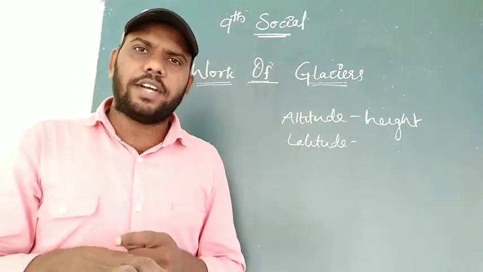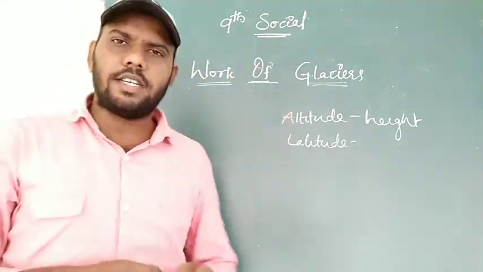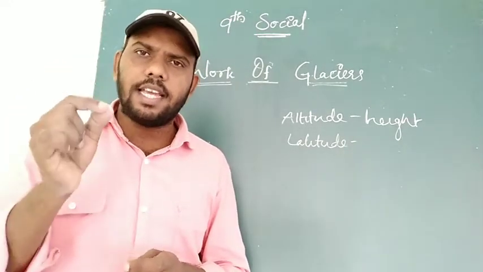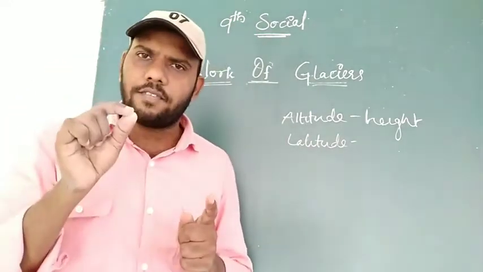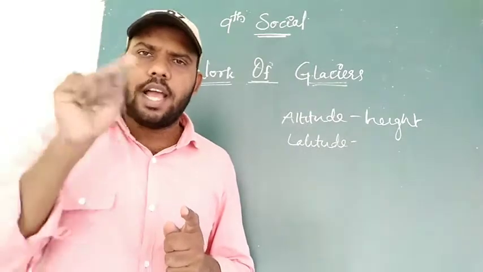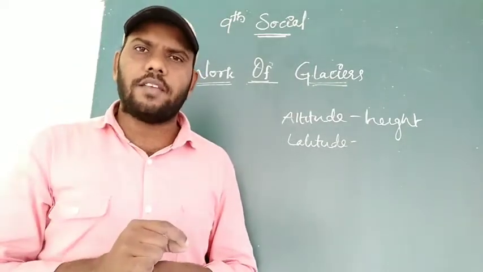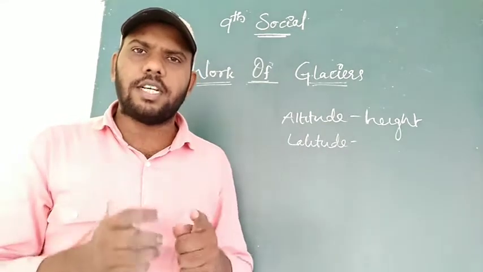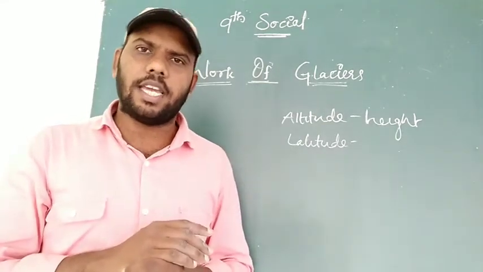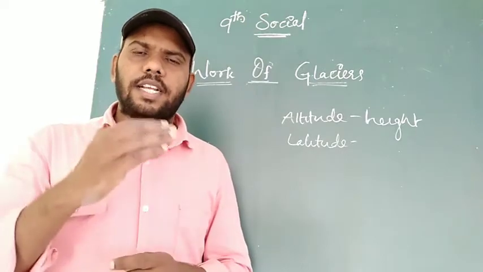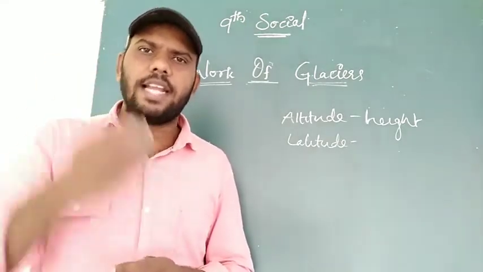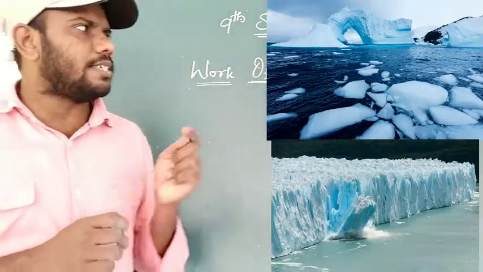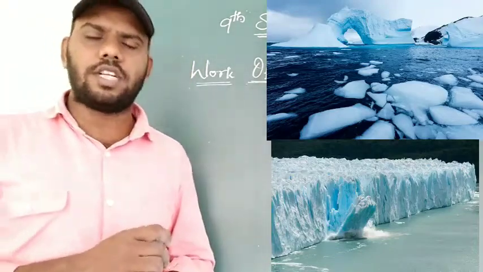So where can we find the glacier? If the question asks, we can write the glaciers are found in the higher altitude and higher latitude. So in our India also, glaciers are found in the Kashmir region, and where there are hill stations or the Himalayan region we can find the glaciers. So here you can see some glacier pictures also, once you observe it. Okay children, yes.